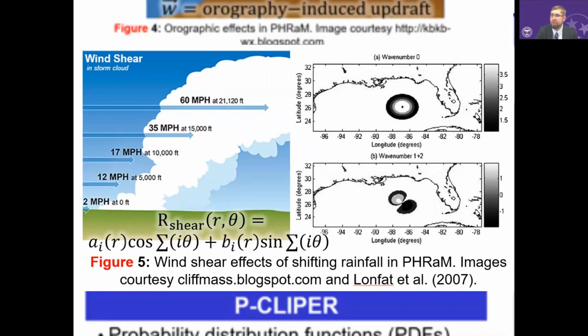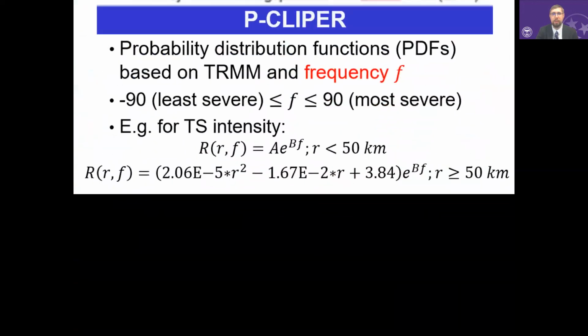We didn't include wind shear because we're working in Western North Carolina, where orographic effects are expected to be more important. PCLIPER is the fourth model that we're working with, which uses probability distribution functions, again based on TRMM, and a frequency tuning knob that allows us to turn the rain rates up and down.